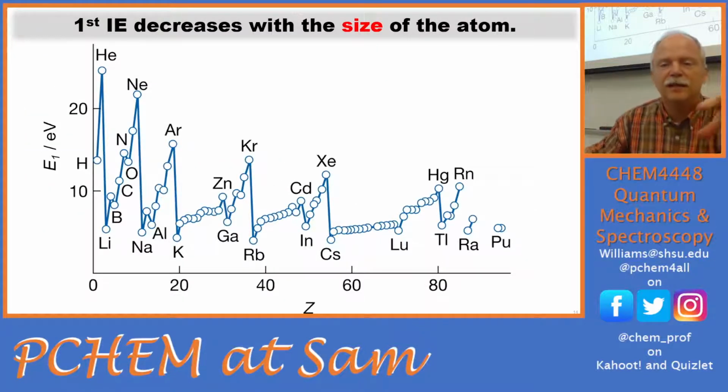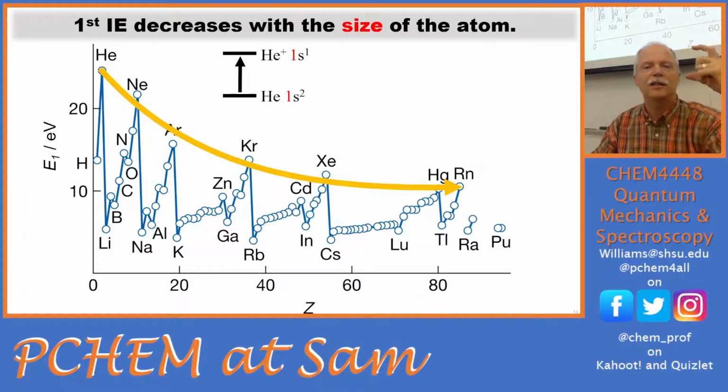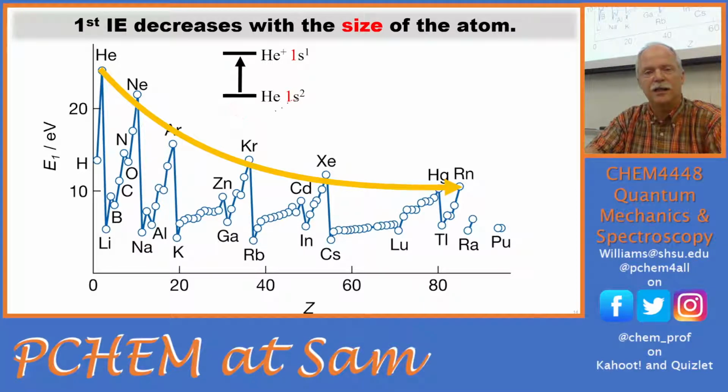So here's the data. Let's look at these trends associated with the data. The first ionization energy decreases with the size of the atom. And we can see that. You see radon is really low compared to helium. So this is a really large energy. And again, it's related to that principal quantum number. Helium is a 1s electron. And so this is the first ionization energy. We're going from the neutral to the cation.